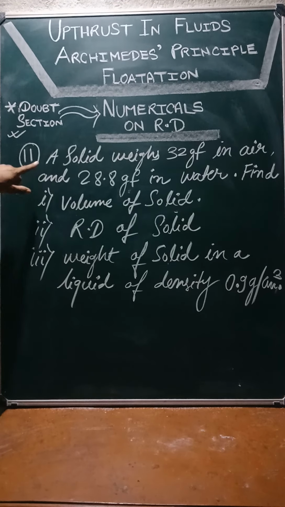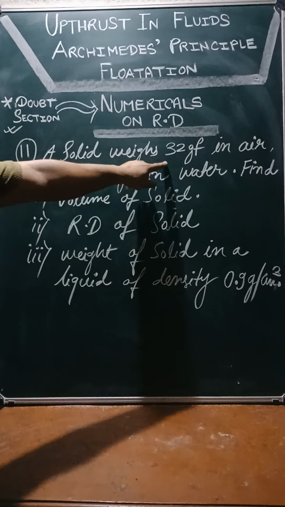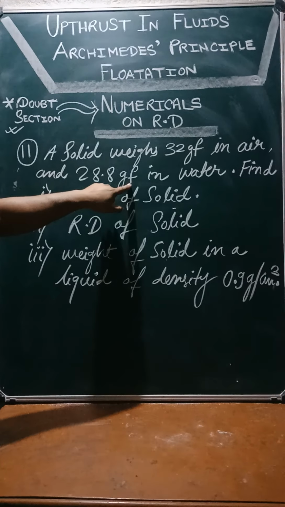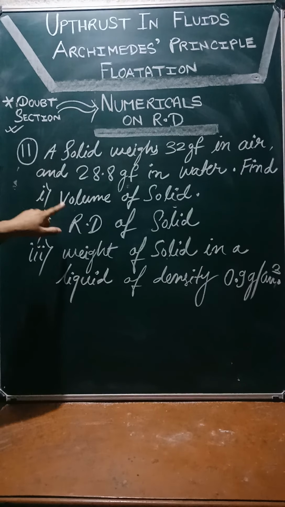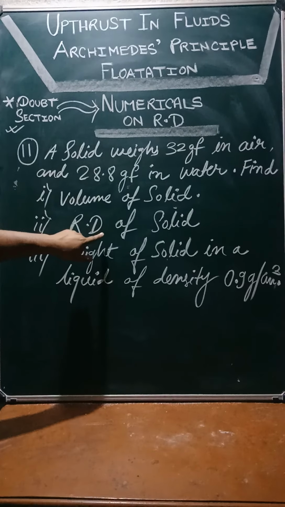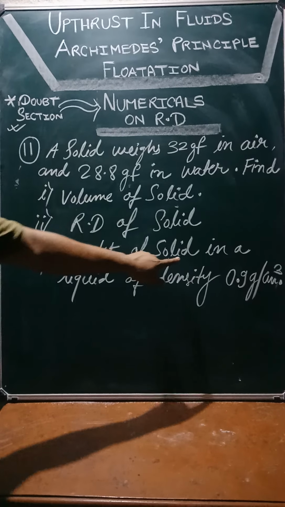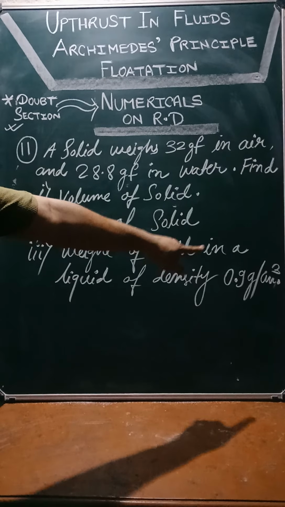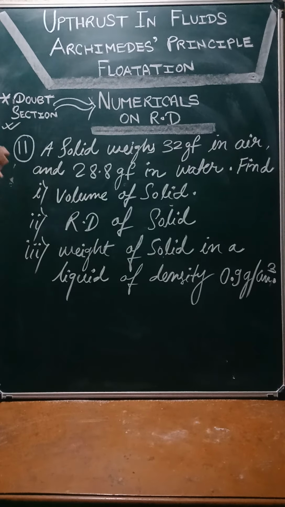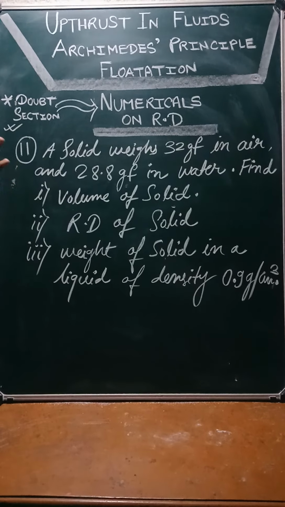The first numerical today we are going to discuss asks: a solid weighs 32 gram force in air and 28.8 gram force in water. Find number 1, the volume of the solid; number 2, the relative density of the solid; and number 3, the weight of the solid in a liquid of density 0.9 gram per centimeter cube. So let's see the solution.